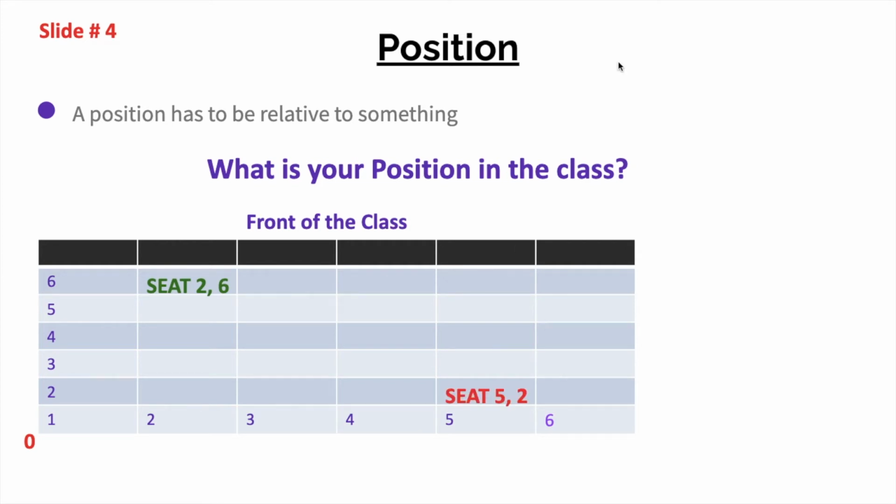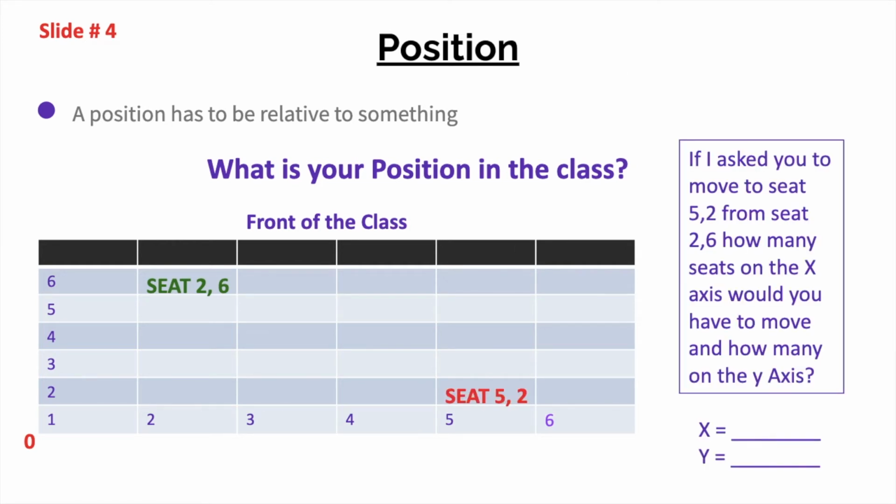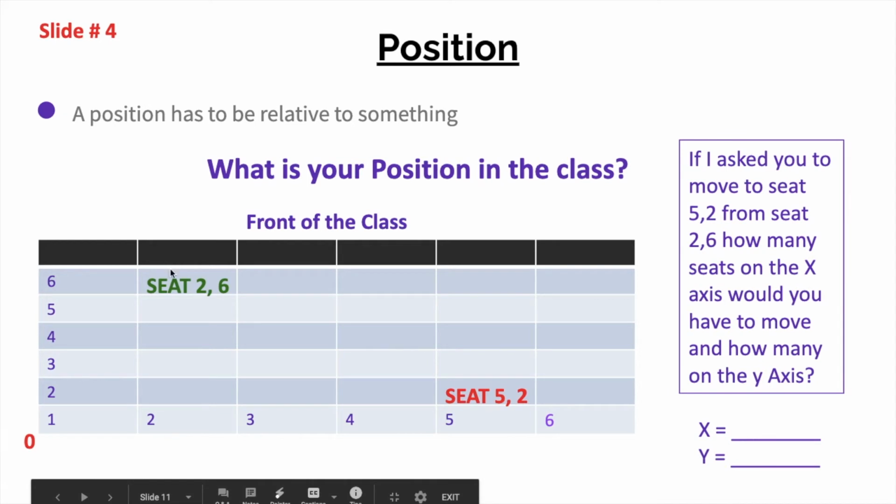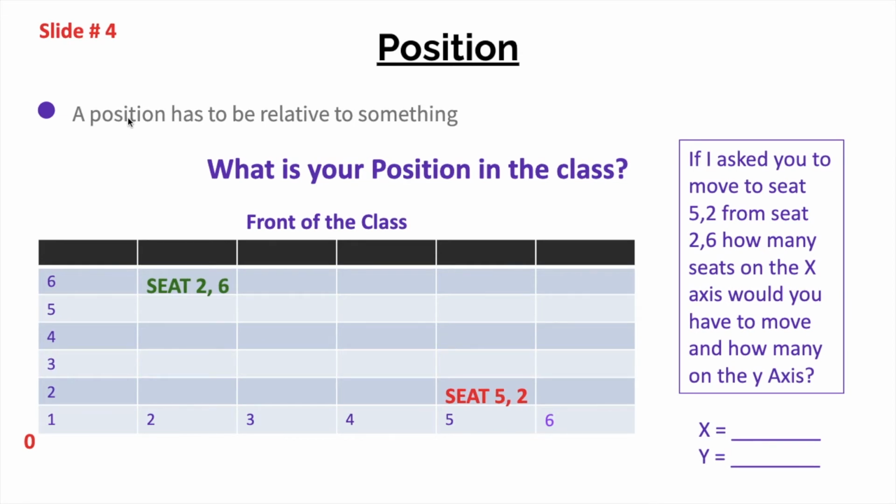What I want to know then is, if I asked you to move to seat 5-2 from seat 2-6, how many seats on the x-axis, remember moving back and forth horizontally, or how many seats on the y-axis would you have to move to go from one seat to the other? So pause real quick and discuss.